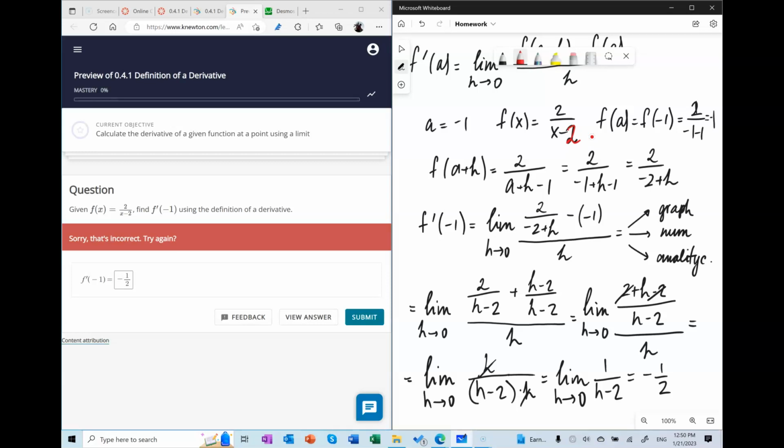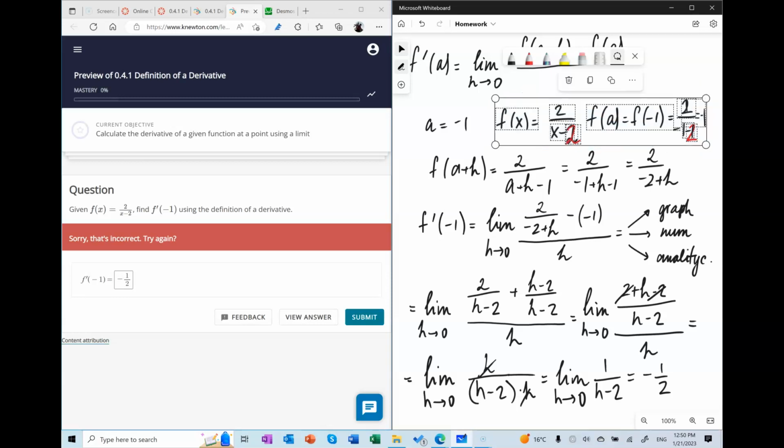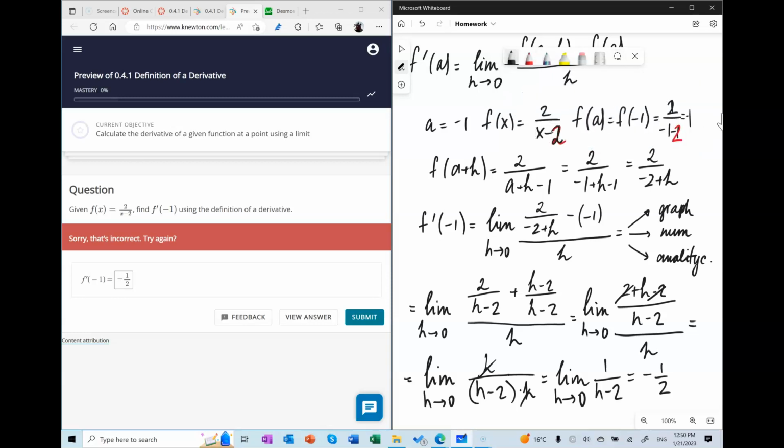So what changes? This becomes negative 2. This becomes negative 2. So f of a is not negative 1 anymore. It's actually a little bit more complicated now. So it becomes negative 2/3.